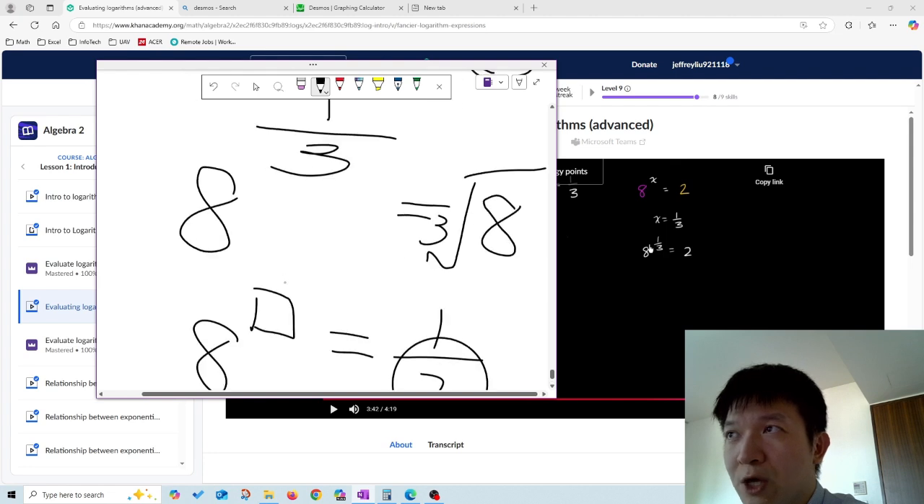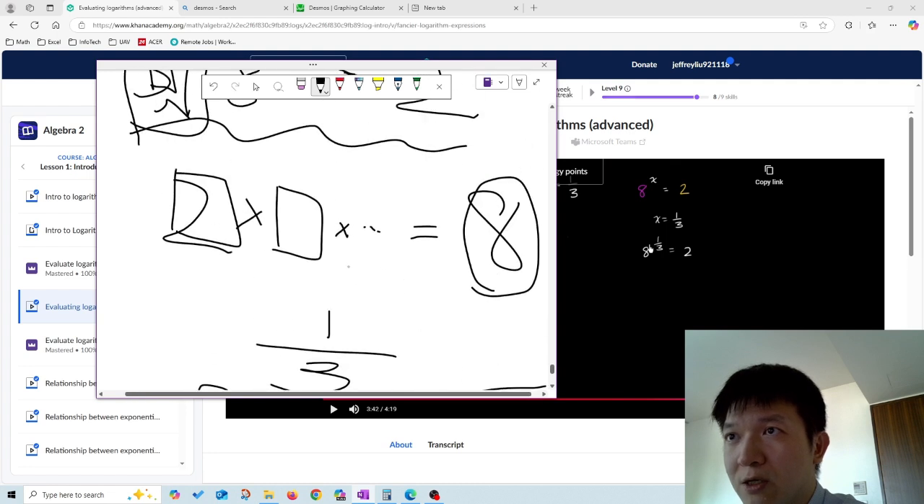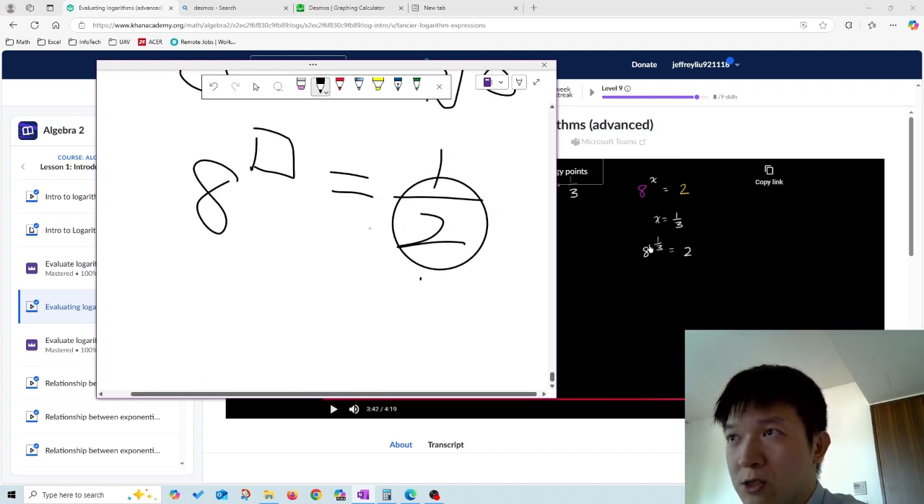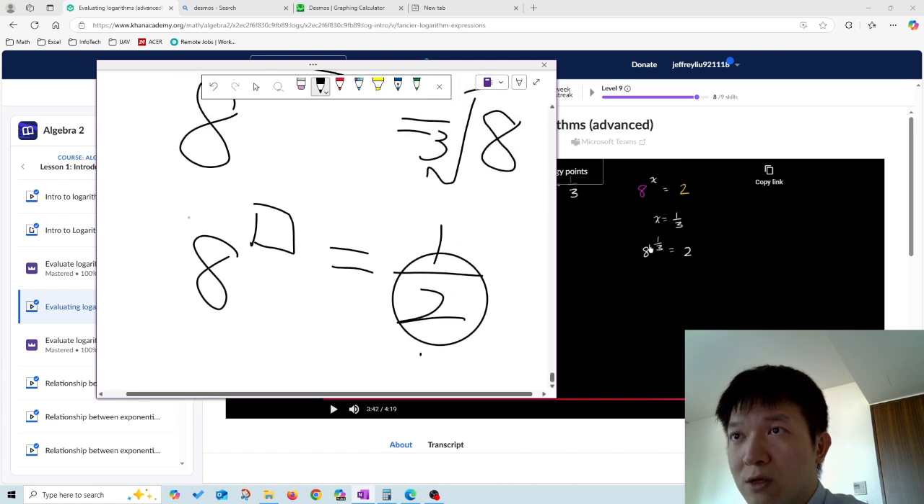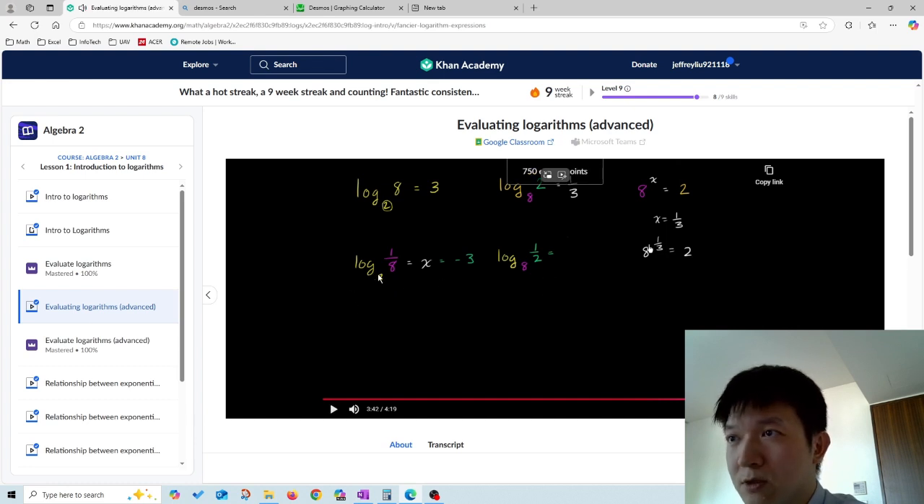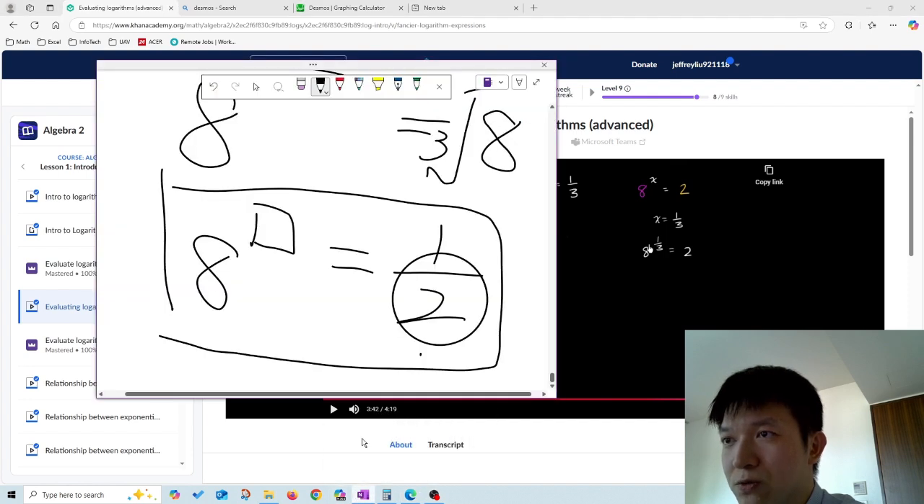Because we know 8 to the power of 1/3 gives us 2. So how do I use that relationship and get to 2? This is what the question was asking us, right? Log base 8 of 1/2. That equals what number? What can you do to get to 2?